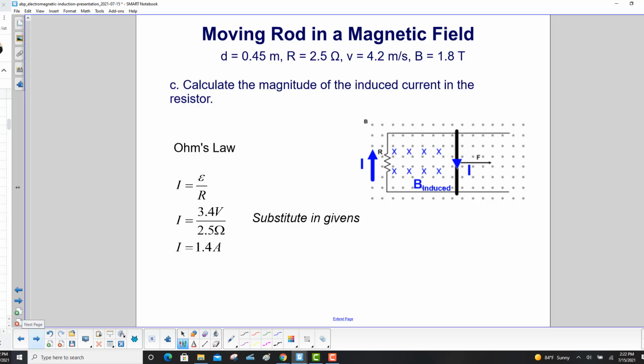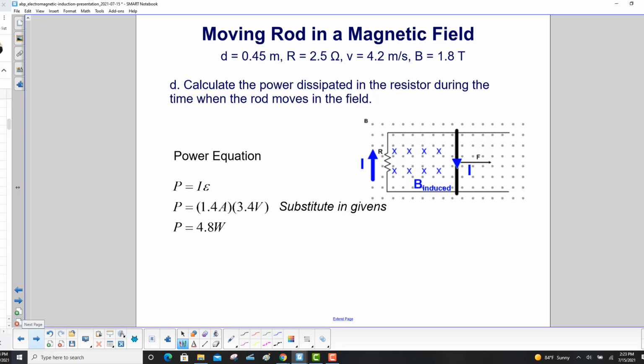Calculate the magnitude of the induced current in the resistor. Ohm's Law. I is equal to V over R, or EMF over R. We have our 3.4 volts that we calculated. The resistor is 2.5 ohms, so we get a current of 1.4 amps.